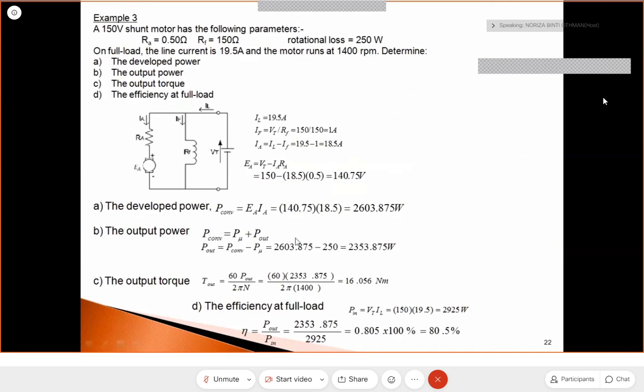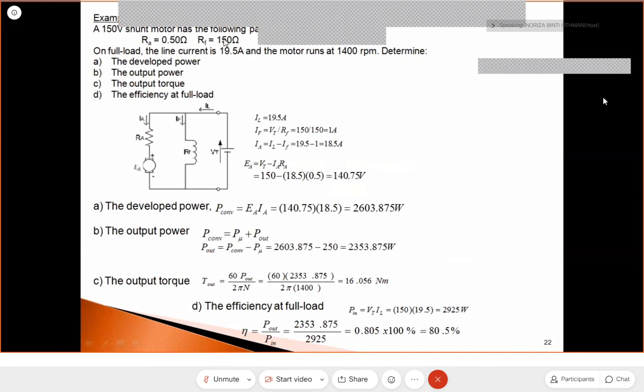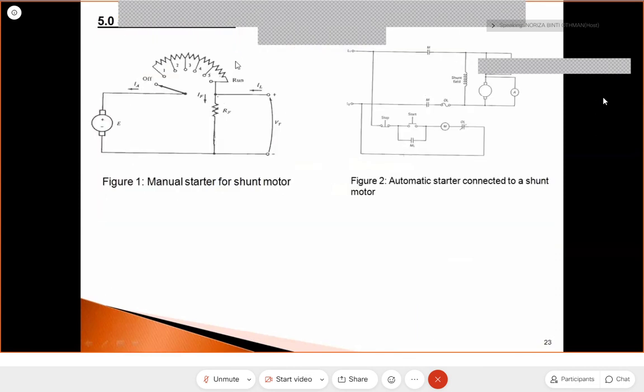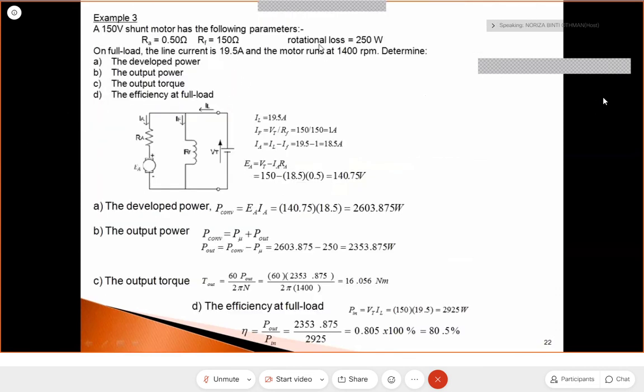Okay, kita tengok example eh. 150 shunt motor, shunt. Soalan biasanya shunt lah, sebab shunt paling normally used lah dalam kita punya DC. Has the following parameter RA 0.5, RF 150. Okay, rotational loss, ini adalah P mu lah, P mu 250. On full load, the line current is 19.5 ampere. Okay, motor kan, so ini IL lah, 19.5 ni IL.